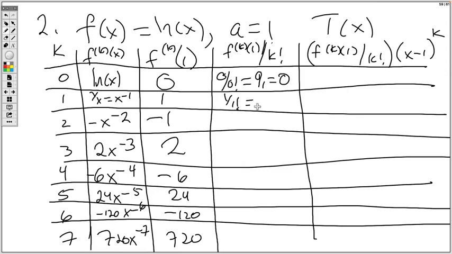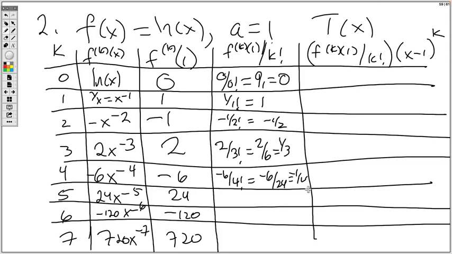1 over 1 factorial is 1. Negative 1 over 2 factorial is negative a half. 2 over 3 factorial is 2 over 6, which is what? A third. Negative 6 over 4 factorial is negative 6 over 24, which is minus a quarter. 24 over 5 factorial is 24 over 120, which is a fifth.